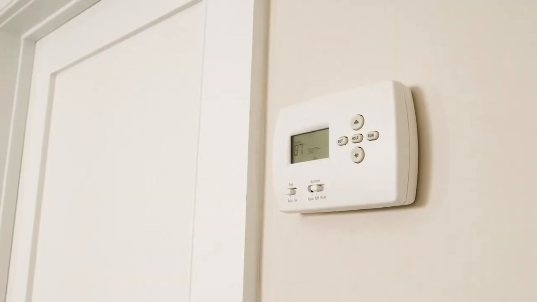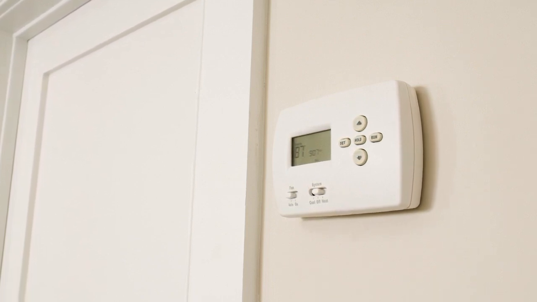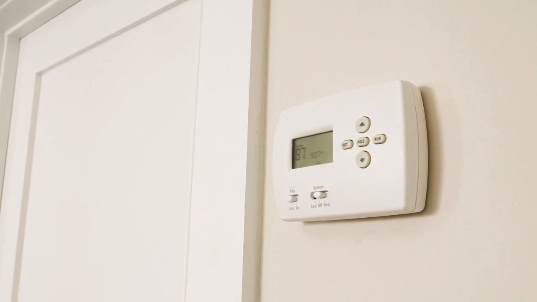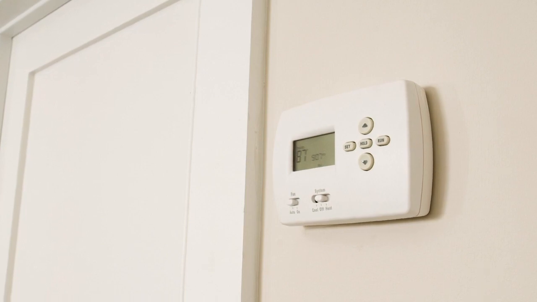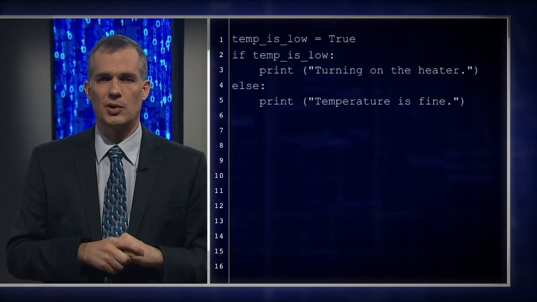Let's start with a simple example that's easily expressed with conditionals. Say a computer-controlled thermostat needs to decide whether or not to turn on the heat. It will have some criteria, usually whether the temperature is above or below some minimum. If it's below, it'll turn on the heater, and if not, it won't. Here's what some code to implement that would look like. We'll see how this statement works in this lecture.